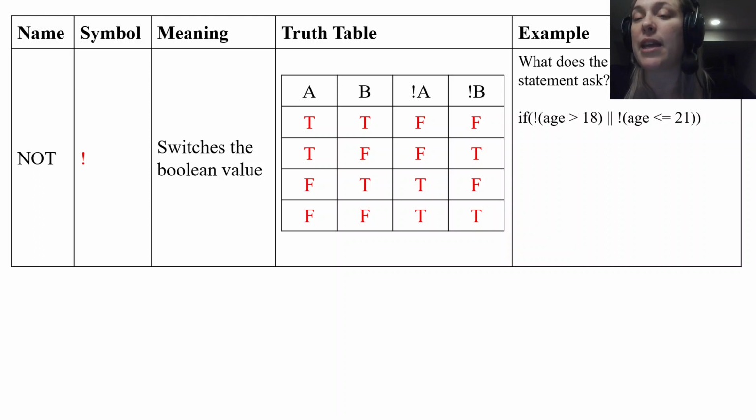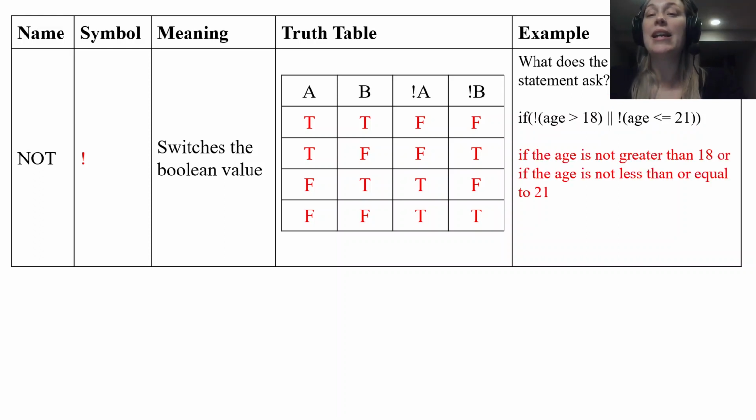What does the following if statement ask? Okay, so you see the if, and then you have the not, and then you have this comparison. Then you have the or, the not, and then you have this comparison. So you have a couple things going on here. Okay. In words, what we would translate that to, if the age is not greater than 18, or if the age is not less than or equal to 21. Okay. So again, that's either or, because we have the or operator, but the not switches that comparison operator meaning.